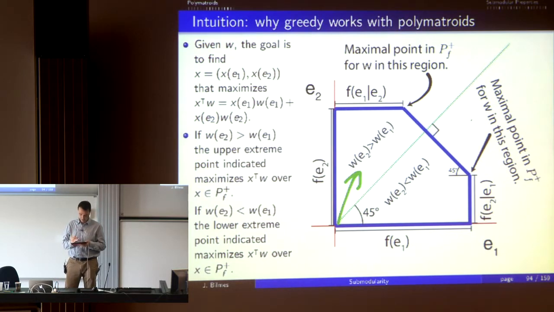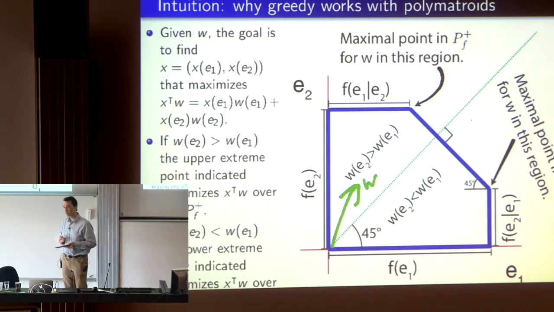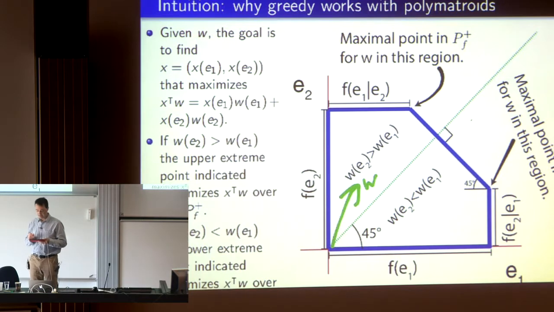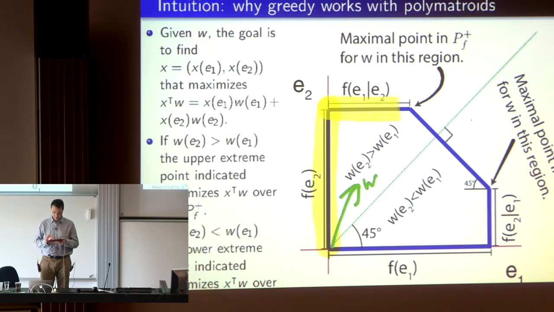Right? Here's W here. And so you want to find the maximal direction. What greedy says is to first go this direction and go this direction, and it will say that that's the best x, right there. Now, why would that be the best x?